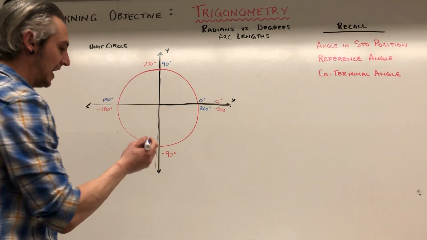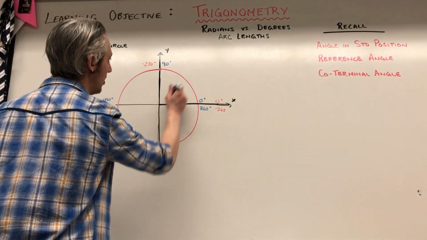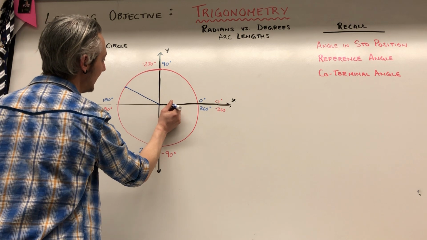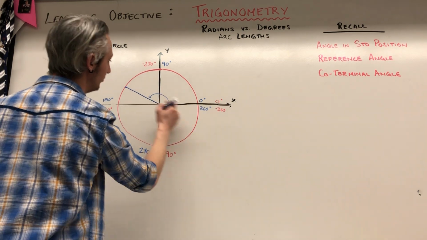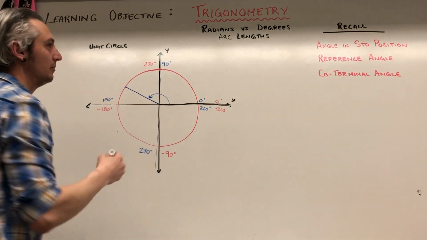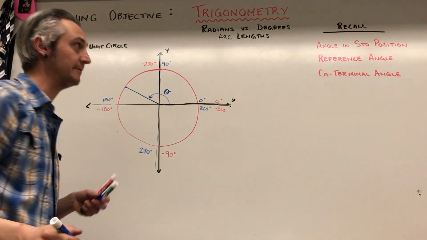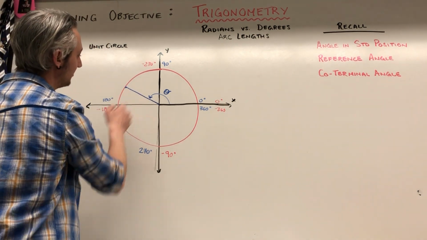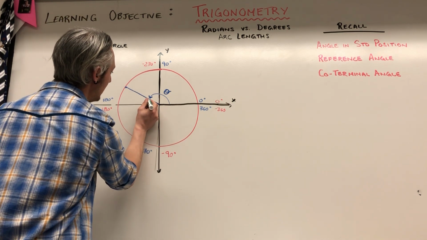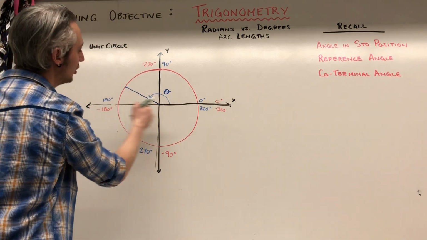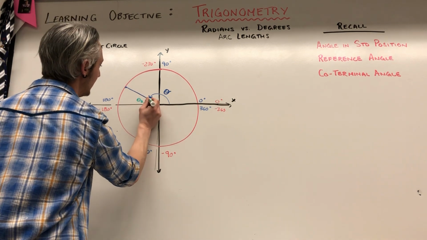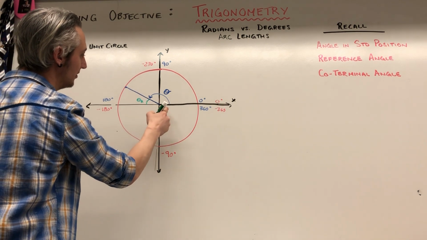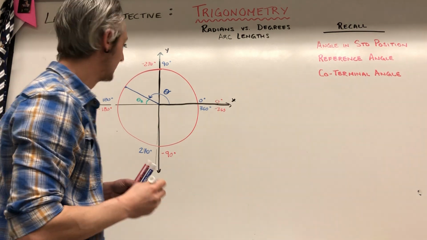My terminal arm is going to be any arm that makes an angle. If I'm over here, that's my terminal arm. This angle, starting from my starting position, going counterclockwise to my terminal arm, is my angle in standard position, theta. And my reference angle, with reference to that terminal arm, is always the angle made between the terminal arm and the closest x-axis. So if my terminal arm is here, this would be my closest x-axis, and that would be my reference angle. If it was down here, the same idea applies.